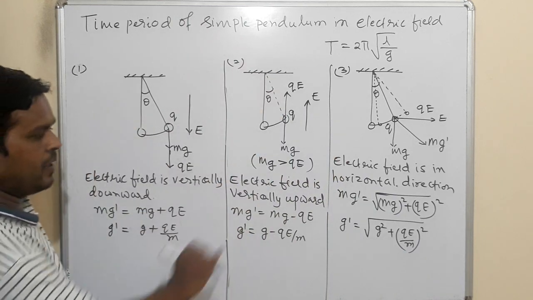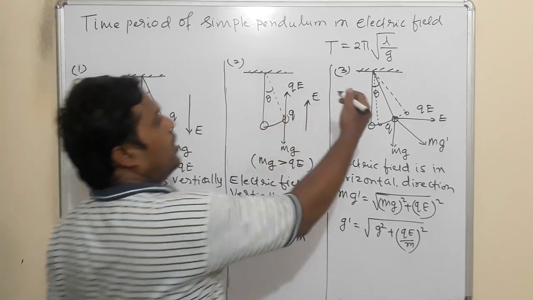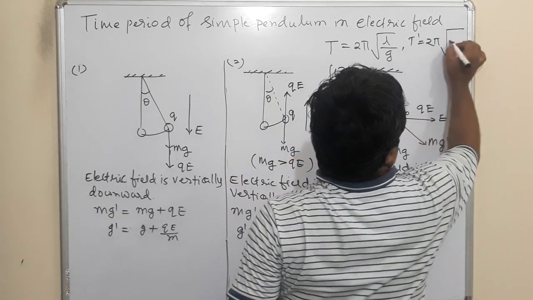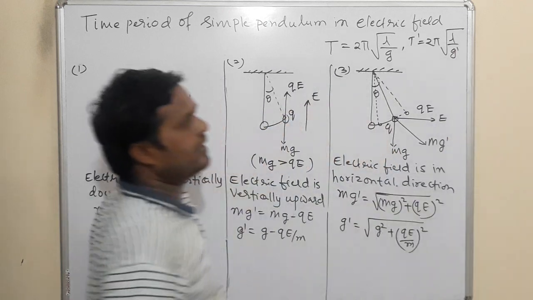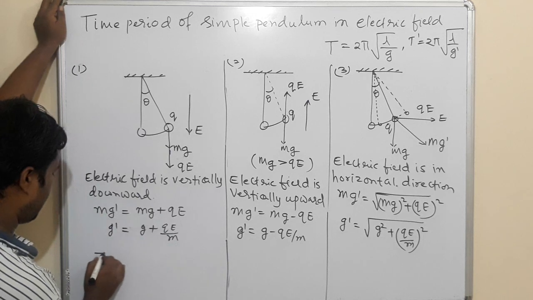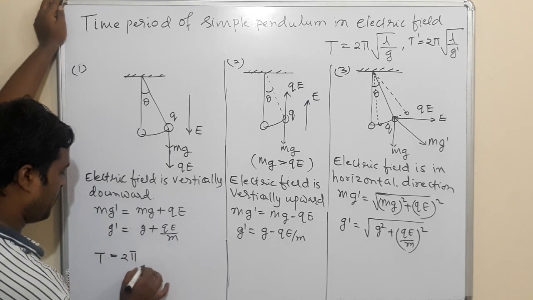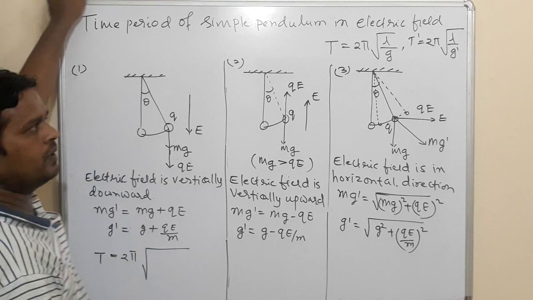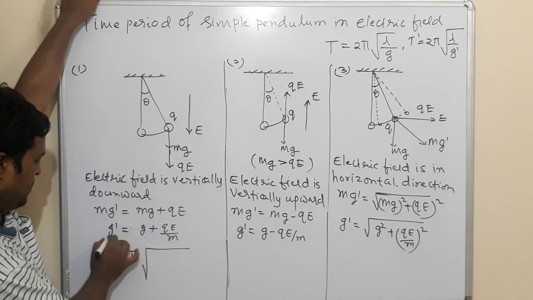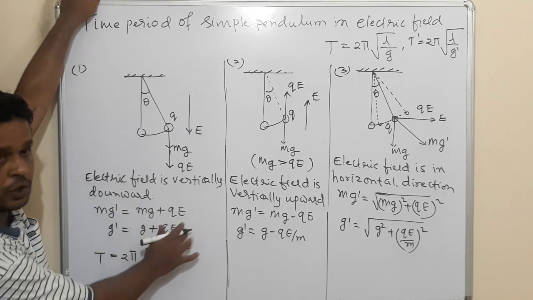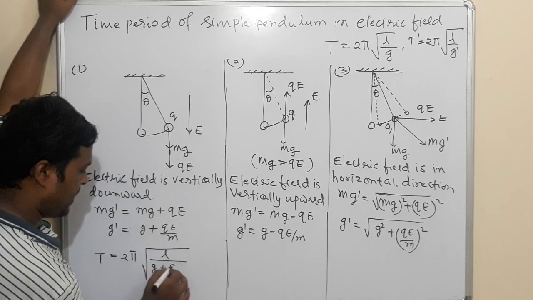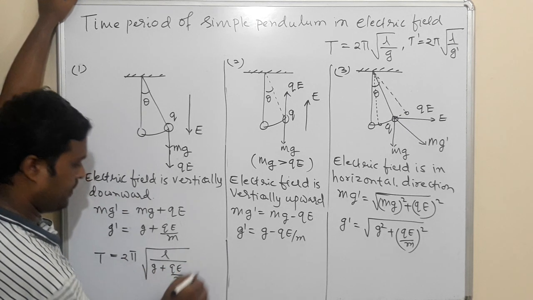In all the three cases I have calculated g dash. Then what will be my new time period? The new time period will be 2 pi root of L by g dash, because g has changed. Then here I will write T is equal to 2 pi root of L by g dash. What is g dash in this case? In this case g dash is g plus QE by m. Then this will be L over g plus QE by m.